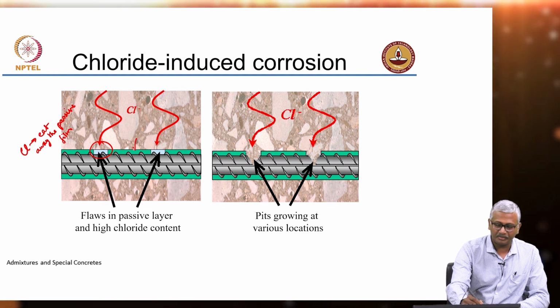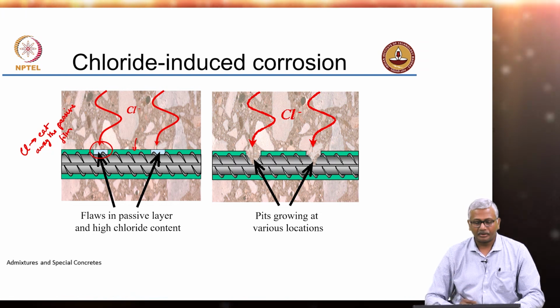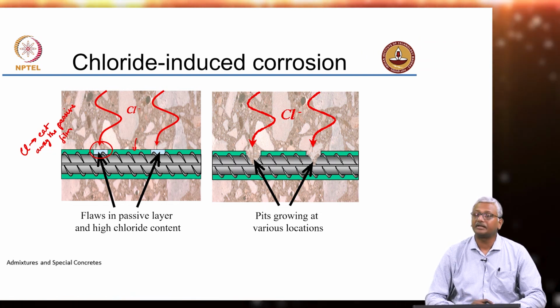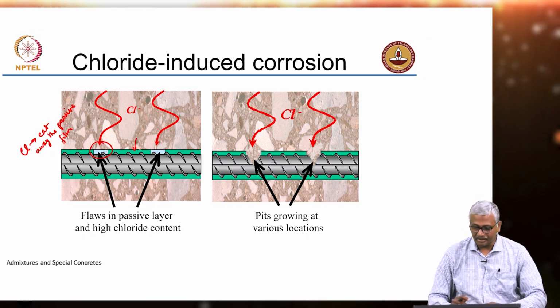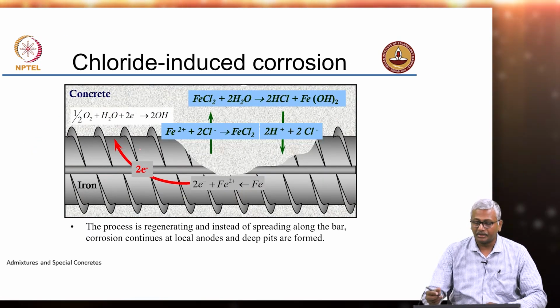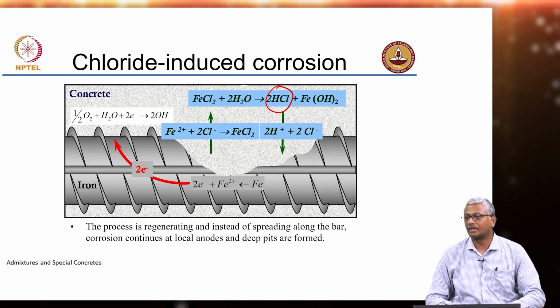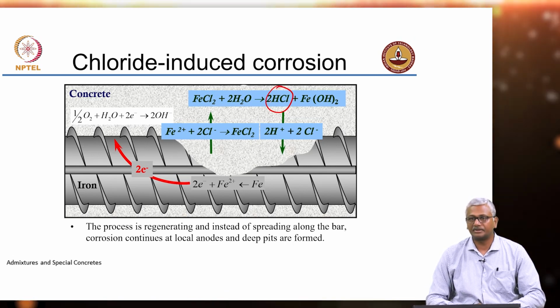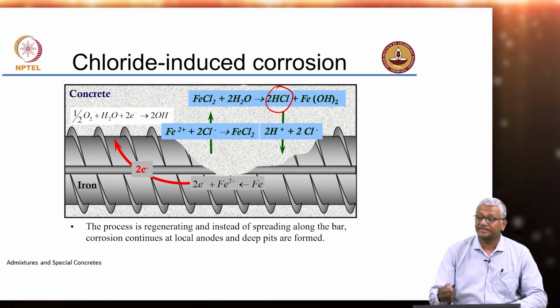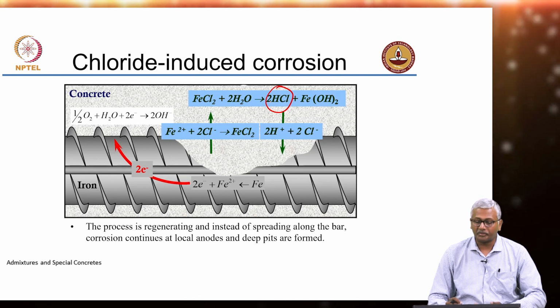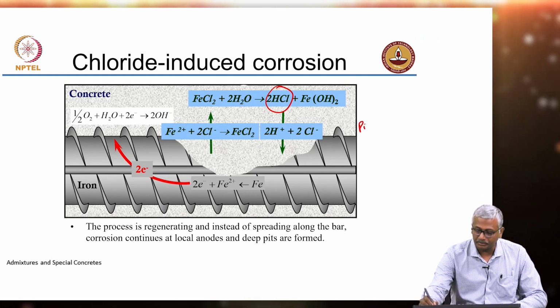So, here the passive film is indicated by the light green layer. The chlorides will have a tendency to completely eat away the passive film, and in the process you are actually generating a more acidic environment in the system, and this acid further damages the steel. So, you get pit formation, this is called pitting corrosion.